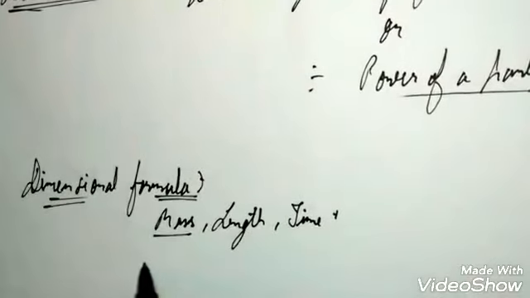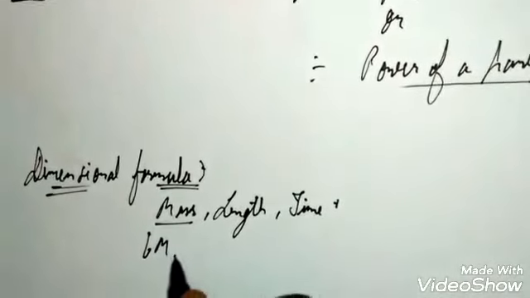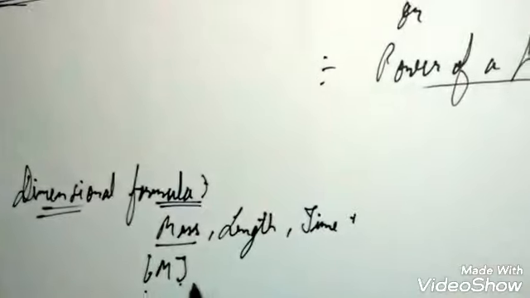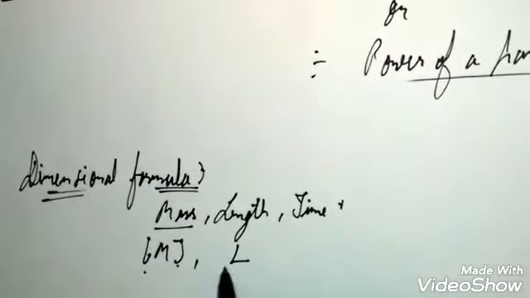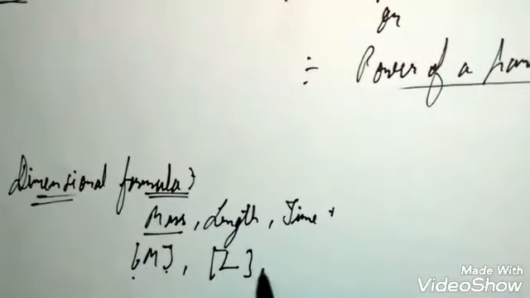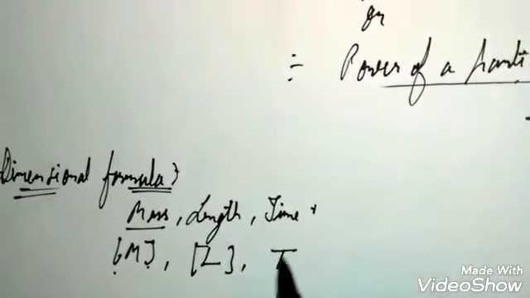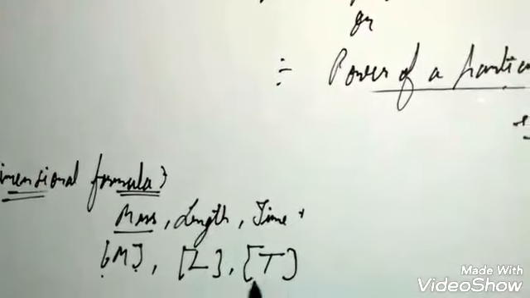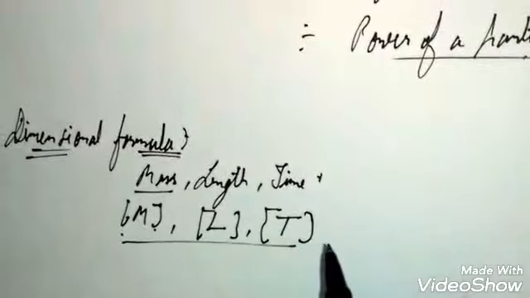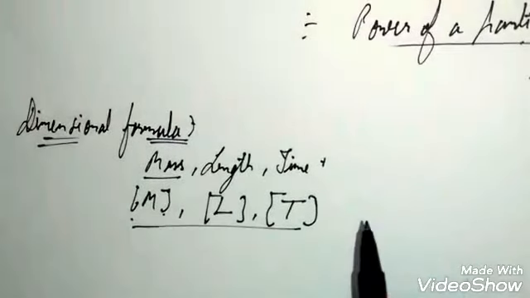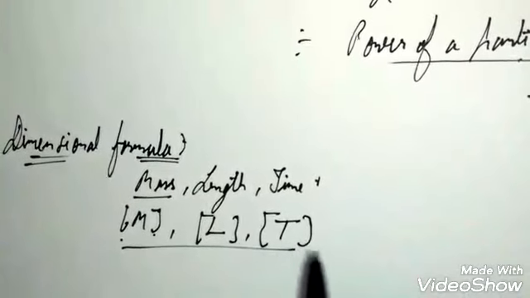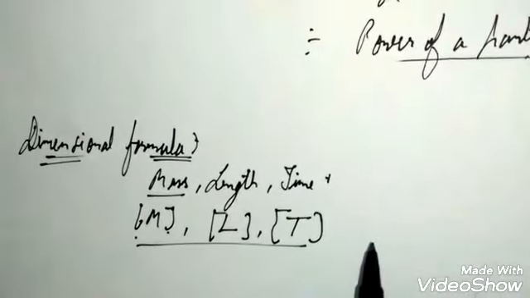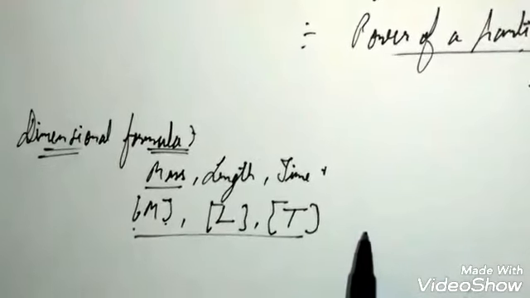The dimensional formula for mass is represented with the help of capital M closed in square brackets. The dimensional formula for length is represented with the help of capital L closed in square brackets. The dimensional formula for time is represented by capital T closed in square brackets. There are 7 fundamental quantities, meaning there are 7 basic dimensional formulas. The dimensional formula for other quantities can be derived with the help of the dimensional formula of fundamental quantities.